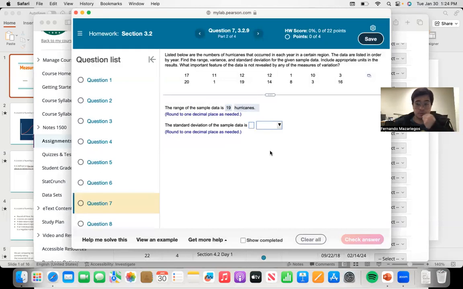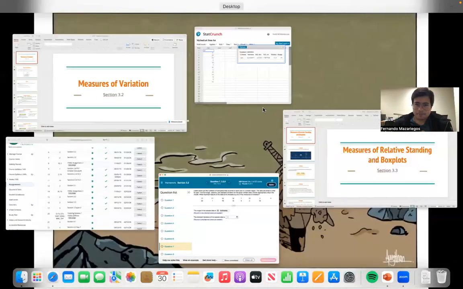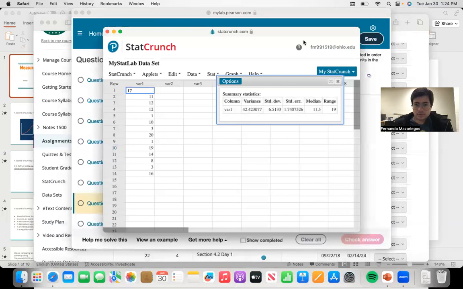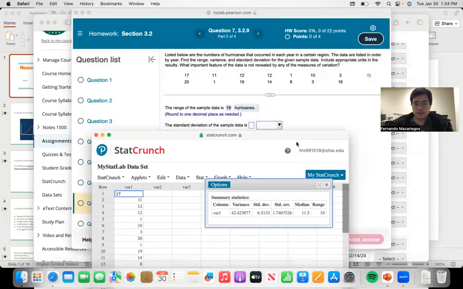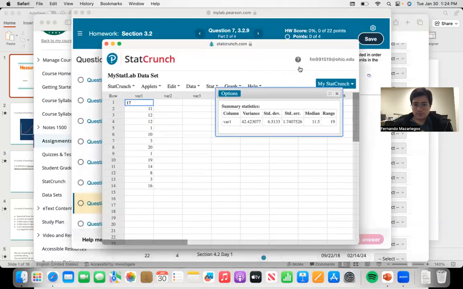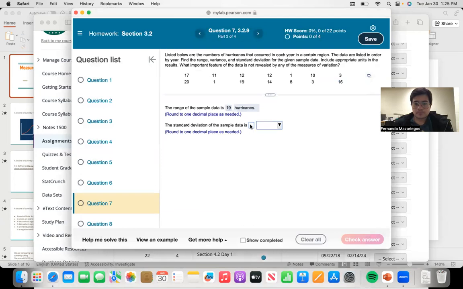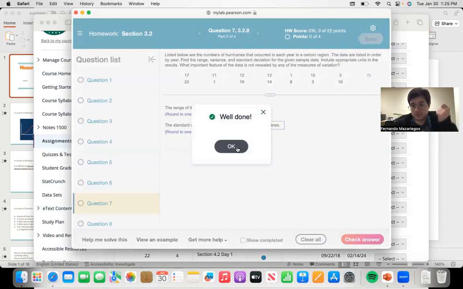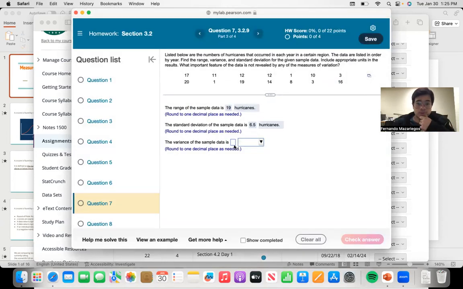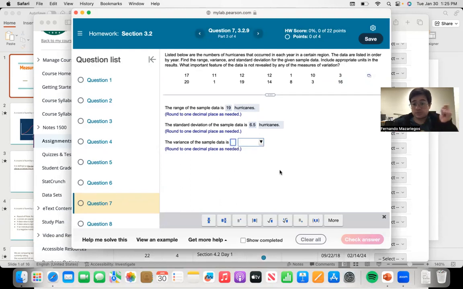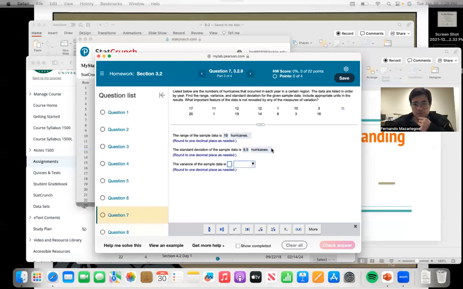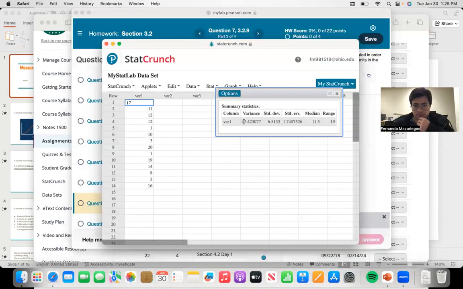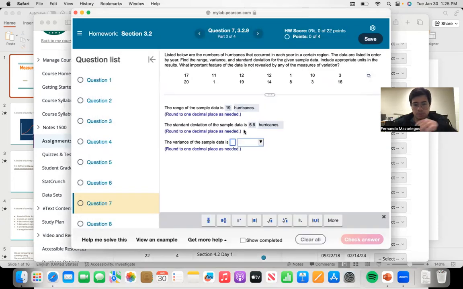Standard deviation, we're going to take the result from StatCrunch. So let's go back there. Standard deviation is 6.513. Let's take a look at how many decimals we need: one decimal place. So we round this to 6.5 hurricanes. Standard deviation uses the same units as well. And for the variance, once we have the standard deviation, we could square it, or we could also take this result from StatCrunch. Here the variance is 42.4. And remember, the variance has units squared.